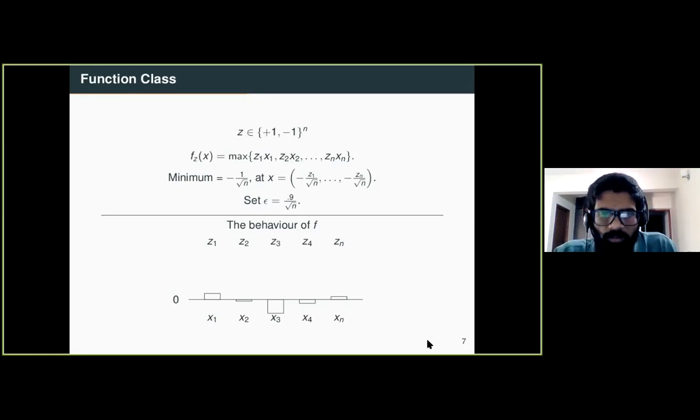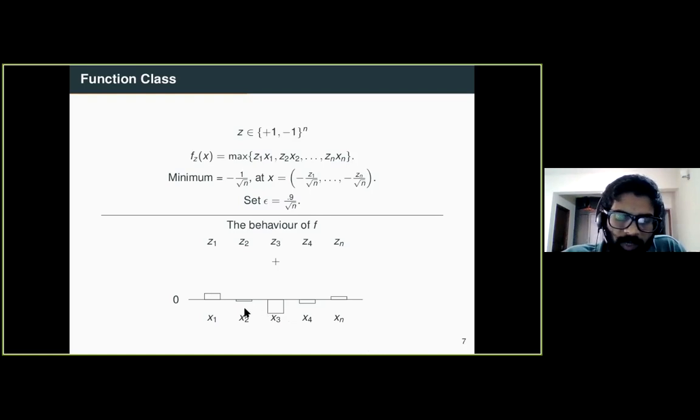And the output value of fz can be seen as follows. You find the coordinate which has the largest absolute value. So that's, in this case, x3. x3 has the largest magnitude. And you look at the sign of z3. z3 is positive, so z3 x3 is negative. So we know that z3 x3 is not going to be the maximum in this expression because it's highly negative.